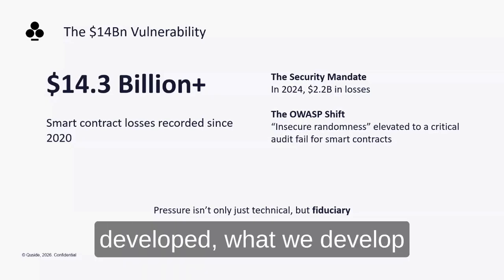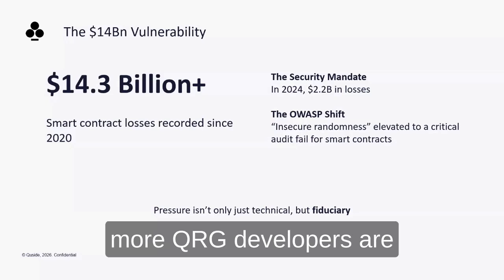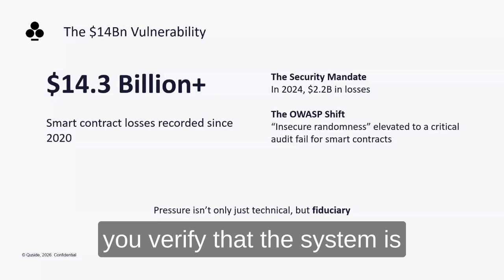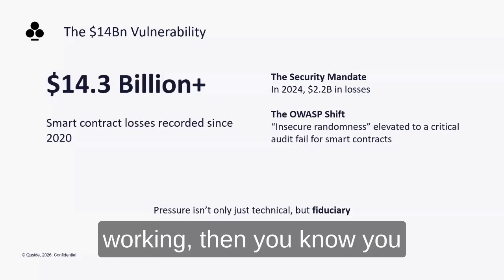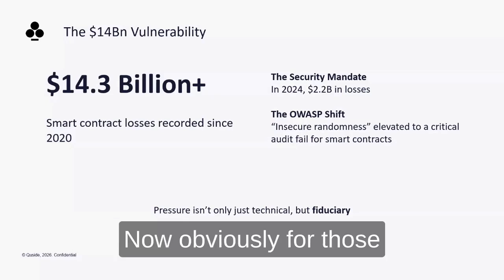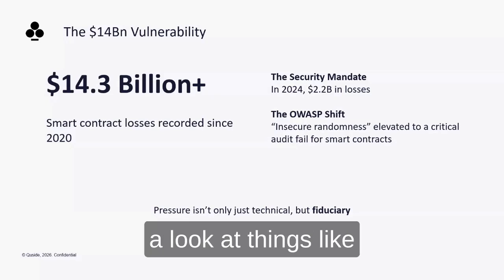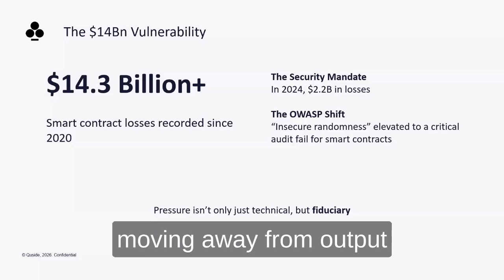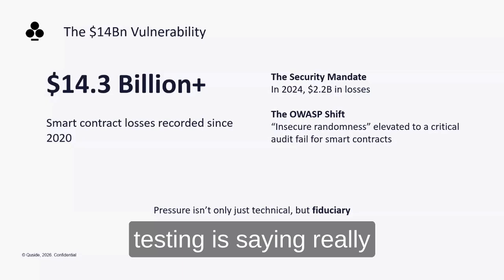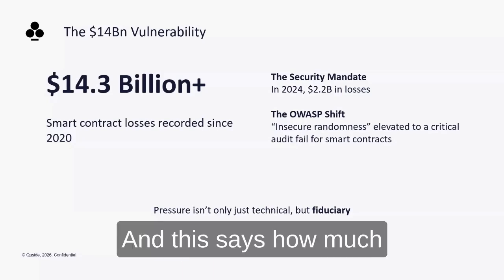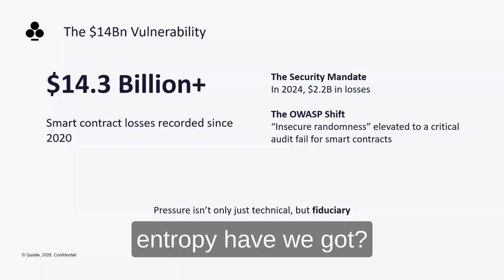So what's been developed, and what QRNG developers are saying, is if you have a quantum process and you don't just test the output, you verify that the system is working, then you know you have an amount of randomness. Now, obviously, for those of you who want a bit of homework, you can go and have a look at things like Shannon entropy formulations. But within NIST and others, moving away from output testing is saying, really what we need to be doing here is something called a min-entropy test. And this says, how much entropy have we got?